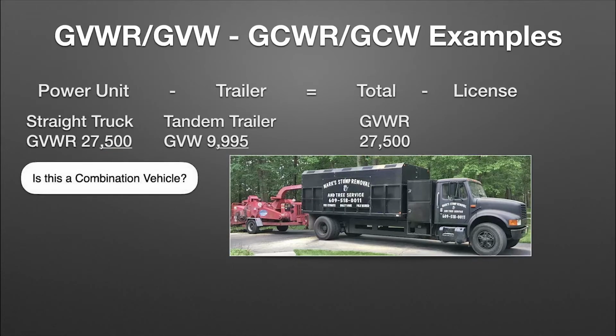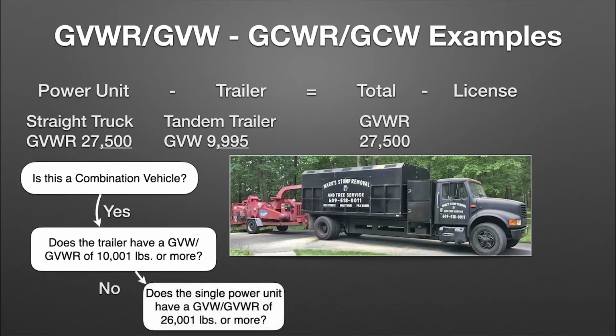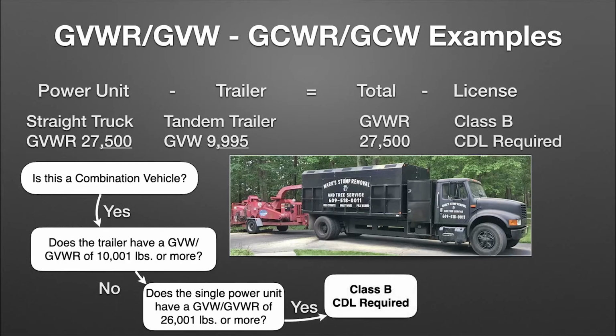All right, we go to the flow chart. The flow chart says combination vehicle. Absolutely. We got the trailer on there, that little wood chipper. It says, does the trailer have a gross vehicle weight rating of 10,001 pounds or more? All right, so we look at that trailer. The weight rating on that one is 9,995 pounds. Since we're under 10, we answer no to that one. And then it goes back to the power unit. Does the single power unit have a gross vehicle weight rating or gross vehicle weight of 26,001 pounds or more? Okay, this one does because it's 27,500 pounds. So it's a Class B CDL.